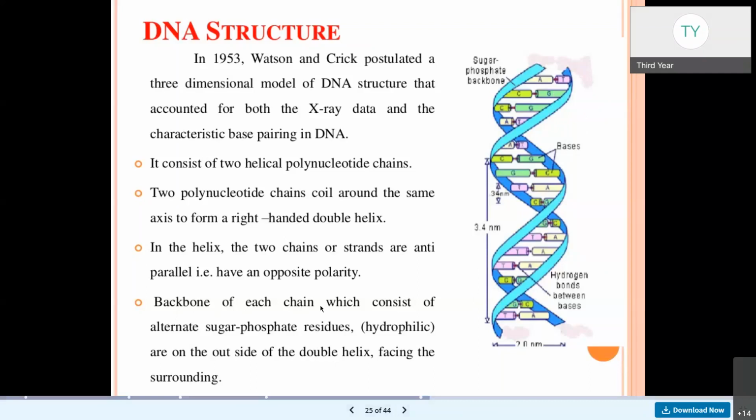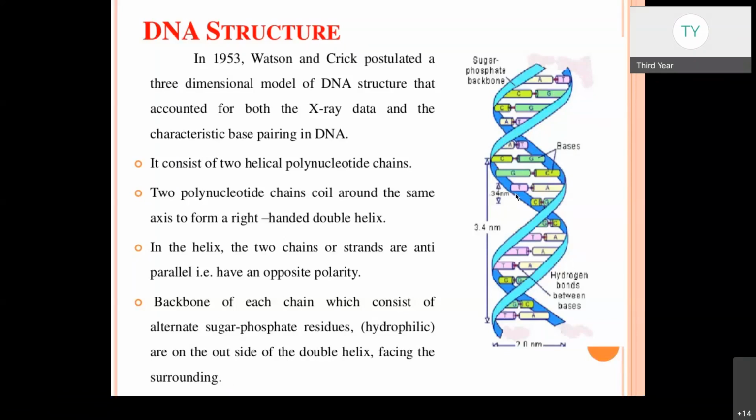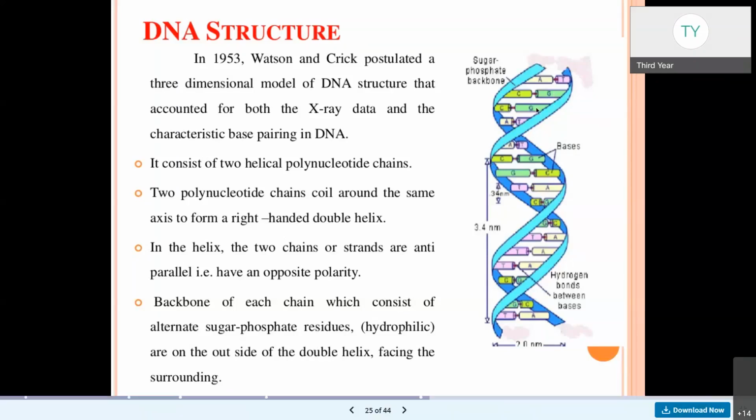And the backbone of each chain, which consists of alternate sugar phosphate residues, is outside of the double helix, facing the surroundings. So the backbone consists of the phosphate plus sugar, and they face the surroundings.